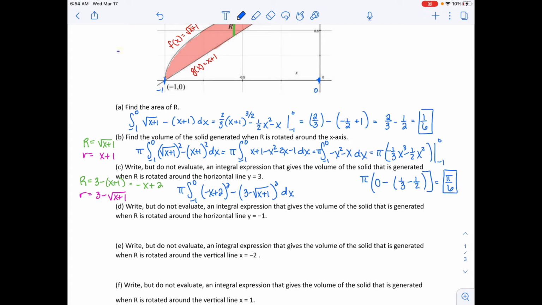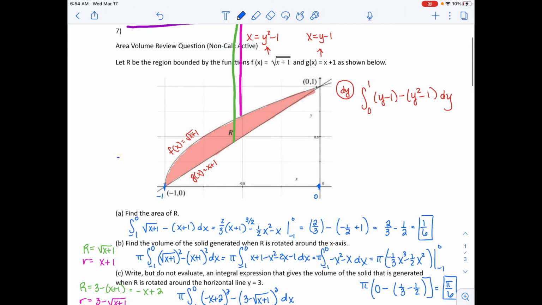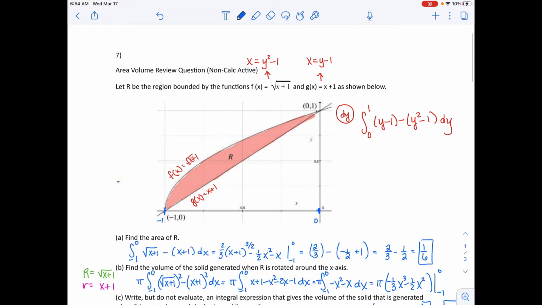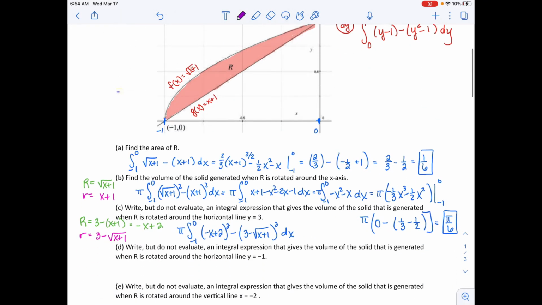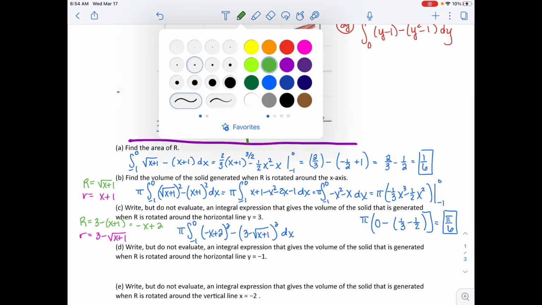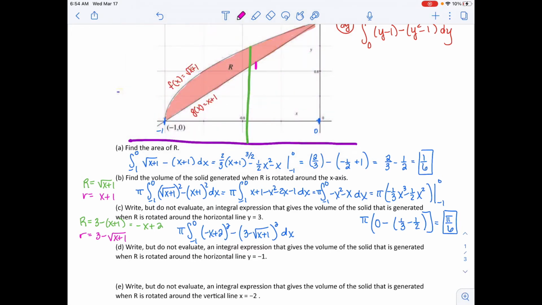Okay, now same thing around the horizontal line y equals -1. So we are still in the dx world. And so if we rotate down here at -1, our big R is between the line we're rotating it around and the outside of the curve. Our little r is between the line we're rotating it around and the inside of the curve.